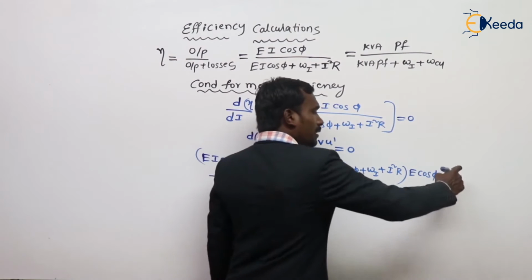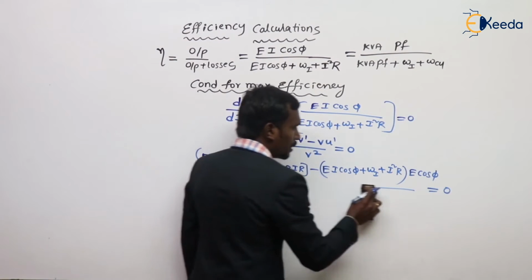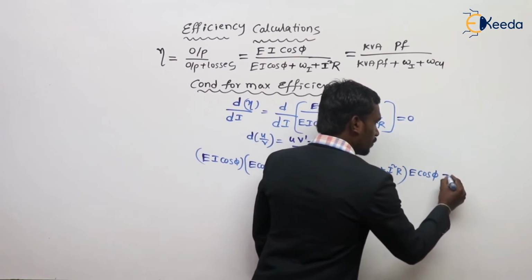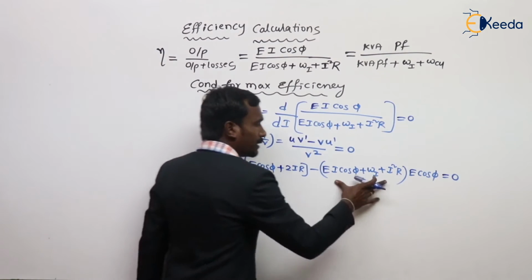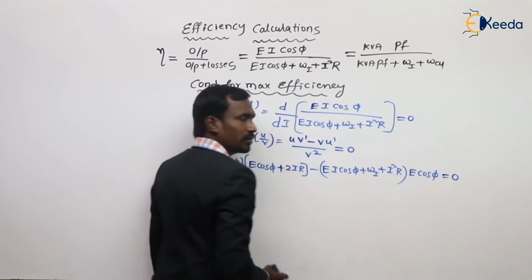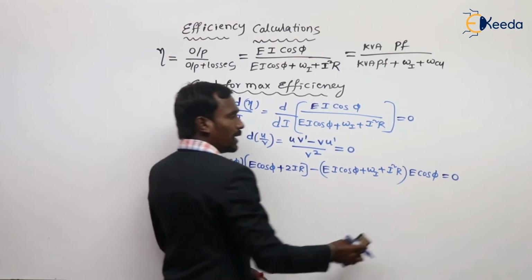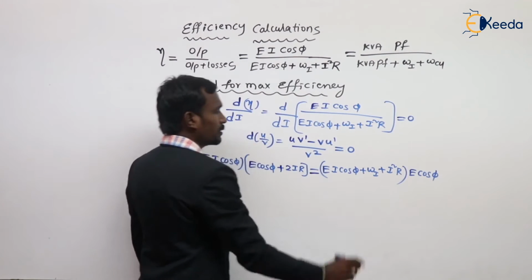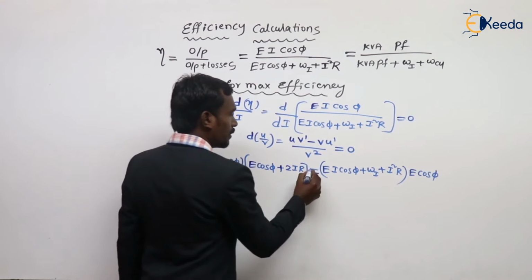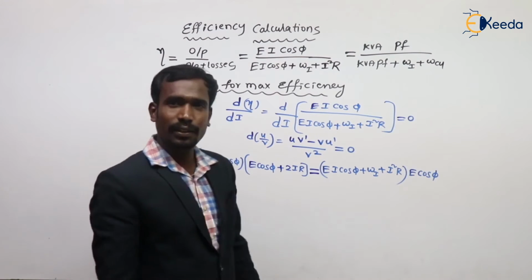Bring this one here, so the total is equal to 0. And bring this negative term outside the equal sign. When we bring a negative term outside the equal sign, it becomes positive. Now this is our final equation.